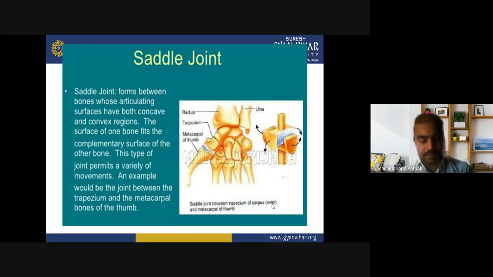Another joint we have is the saddle joint. A saddle joint forms between bones whose articulating surfaces have both concave and convex regions. The surface of one bone fits the complementary surface of the other bone. This type of joint permits a variety of movement. An example would be the joint between the trapezium and the metacarpal bone of the thumb. So that is the saddle joint, where a little bit of rotation will also be there. The surface of one is going to fit into the other.